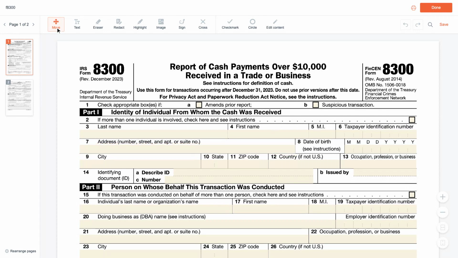Part 1 identifies the individual who paid the cash. Enter their last name, first name, and taxpayer identification number. If the transaction was conducted by a different person on behalf of the payer, you also complete Part 2.